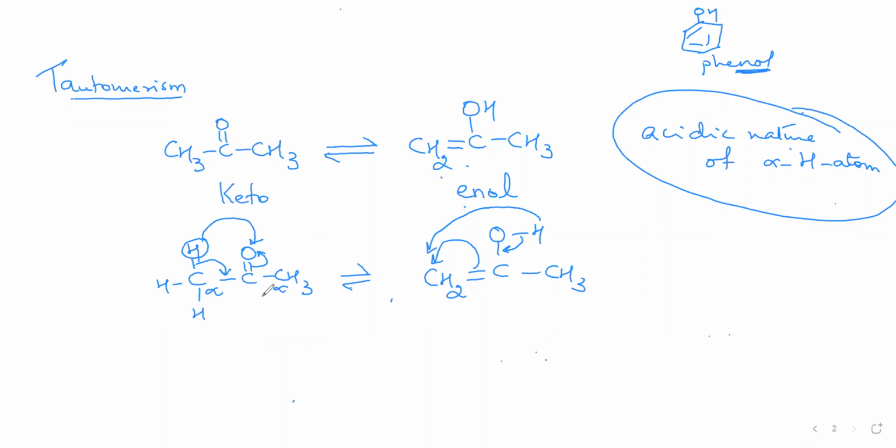So this keeps on happening. The hydrogen here comes out as H plus, migrates to oxygen. Again, from oxygen, that hydrogen comes out as H plus and migrates to carbon. So it is nothing but the migration of H plus ions from carbon to oxygen and vice versa. Hence, this process is also known as prototropy.